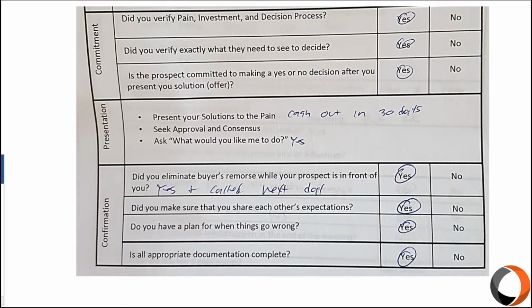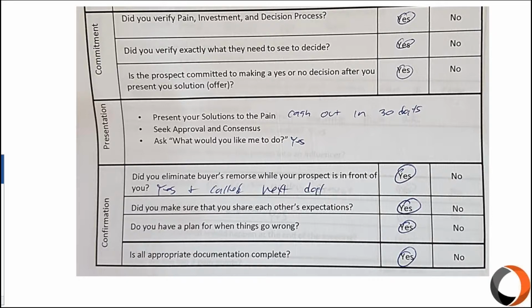Confirmation. Did you eliminate buyer's remorse while your prospect's in front of you? Yes or no. Simply check it. Confirmation. You make sure you share each other's expectations. This is where we make sure we're really on the same page, because when we don't share expectations, that's when feelings get hurt, things go awry.